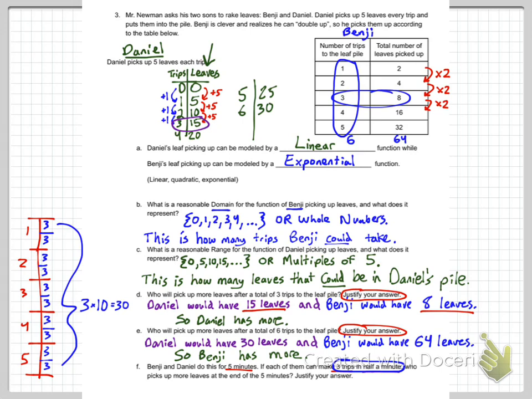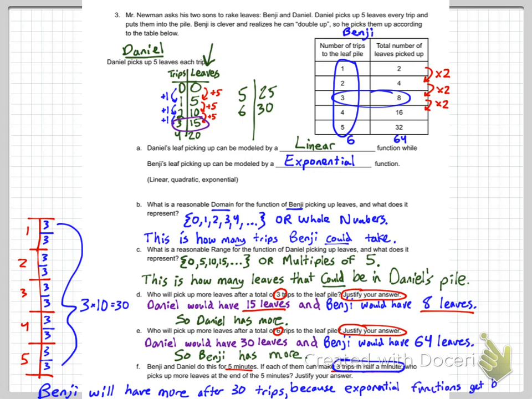Well, I don't really need to do that here because I noticed Benji is picking up way more leaves the more the situation goes on. Notice right here at 3 trips, Daniel has more leaves, but at 6 trips, Benji has more leaves, and Benji's getting way more leaves at a faster rate than Daniel is. So you can simply answer that Benji has more leaves after 30 trips because exponential functions grow bigger faster.